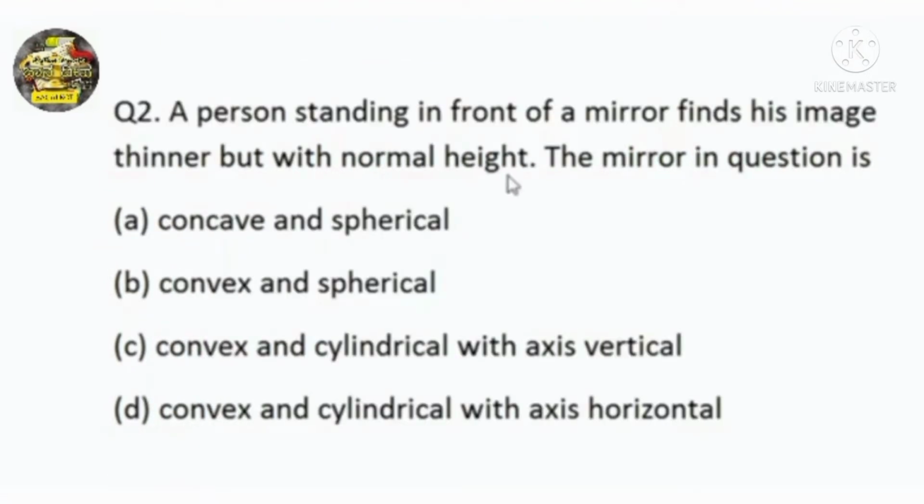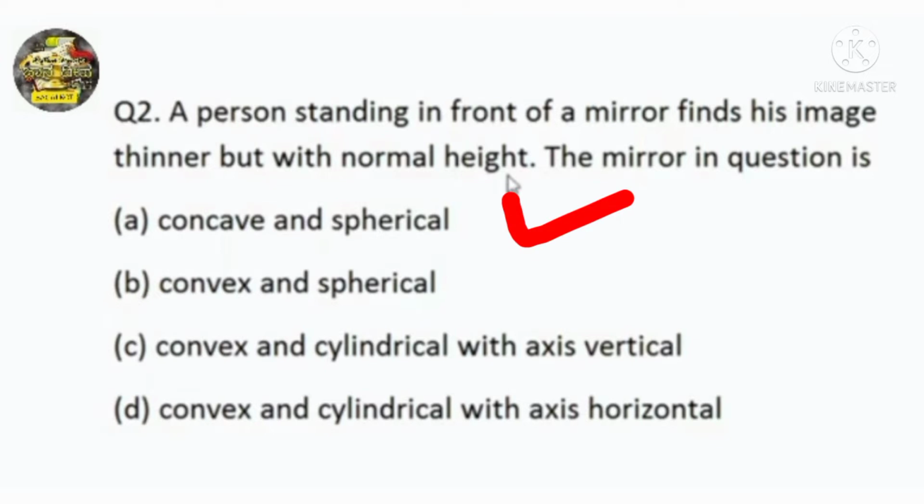A person standing in front of a mirror finds his image thinner but with normal height. The mirror in question is, the options are like this: A concave and spherical, option B convex and spherical, option C convex and cylindrical with axis vertical, option D convex and cylindrical with axis horizontal. So the right answer is option A, concave and spherical.